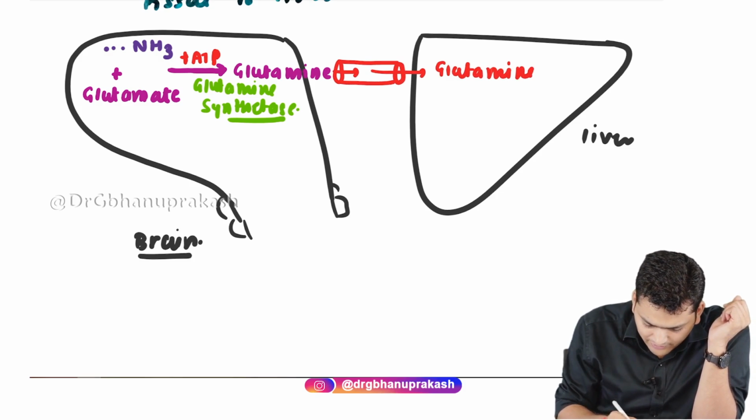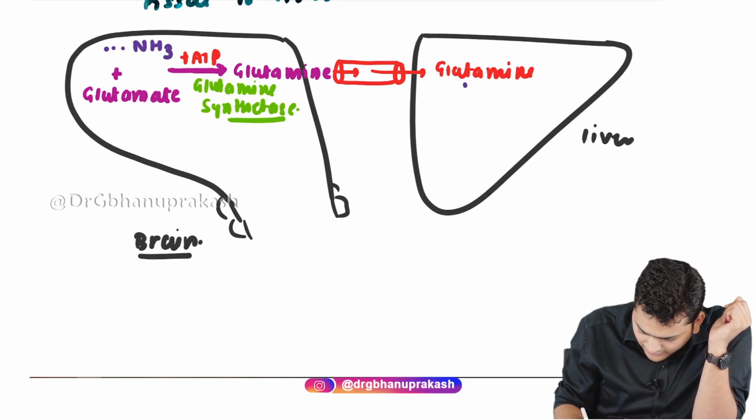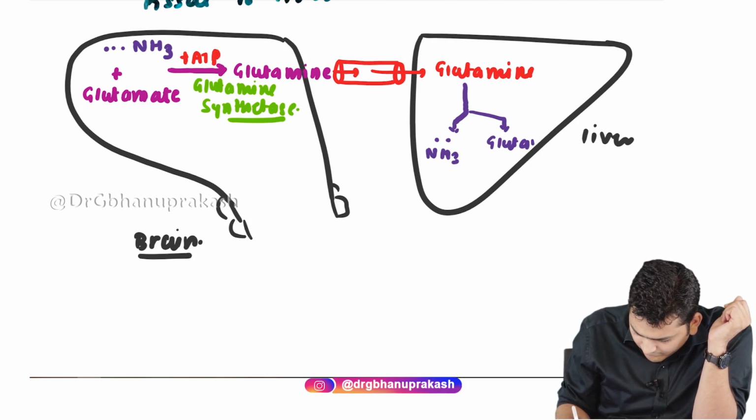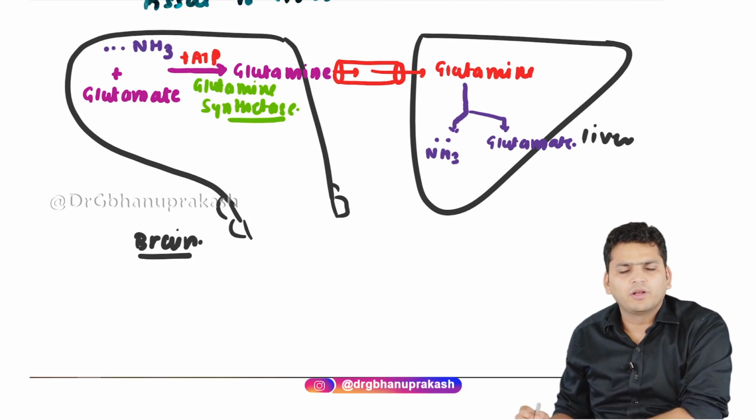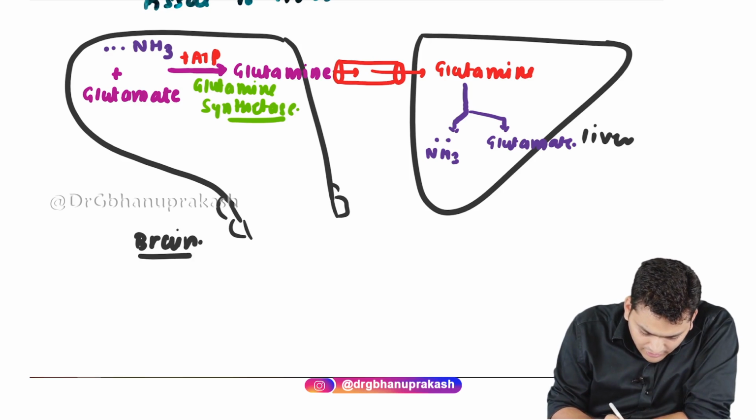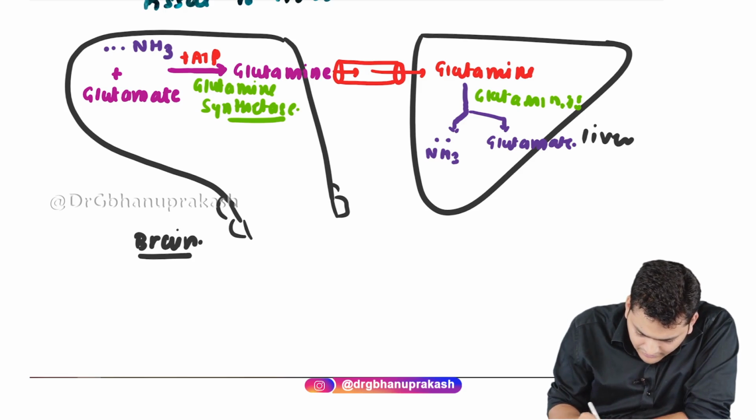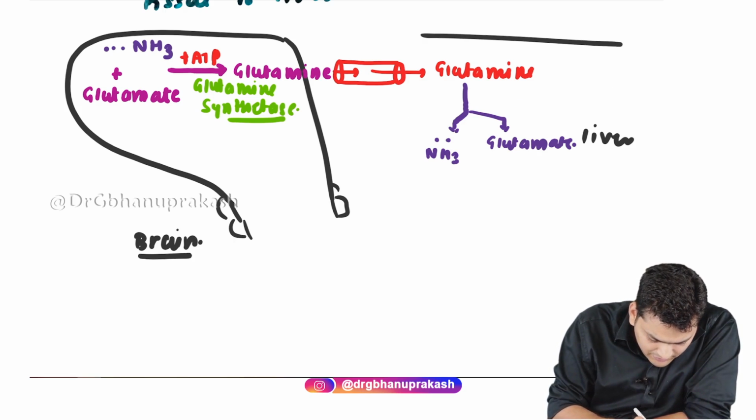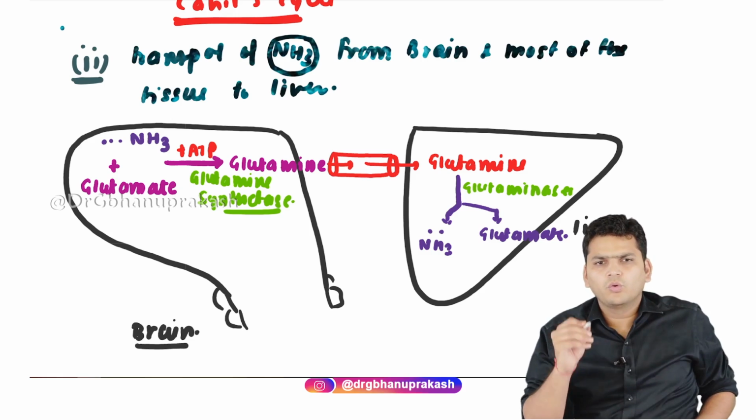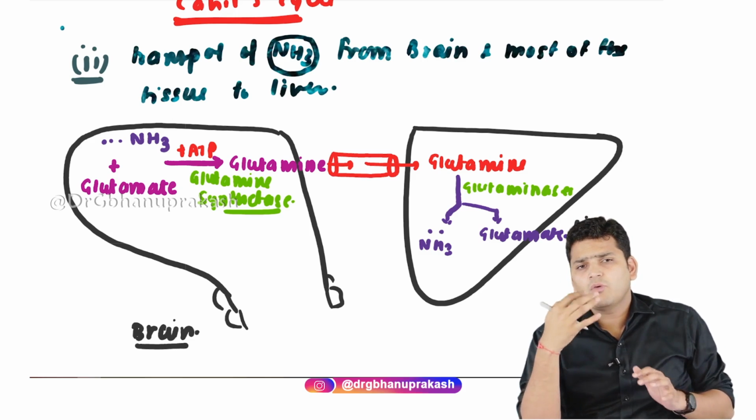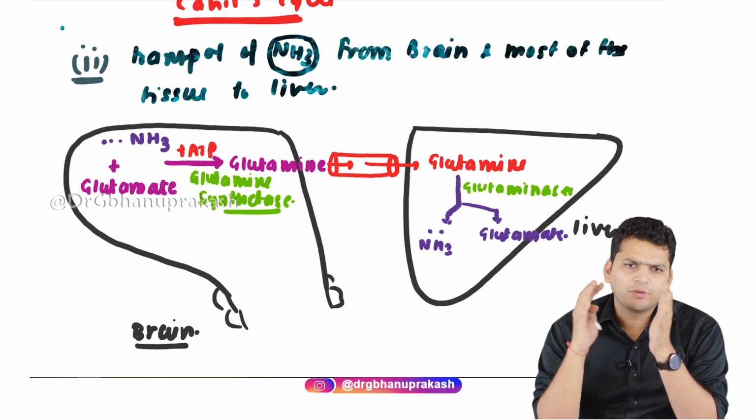Once the glutamine reaches here, we can easily convert it back into the parent molecules, that is the ammonia and the glutamate. Ammonia and the glutamate, right? To do that, the enzyme that is going to be used is glutaminase. Although the names of the enzymes are not very important for this particular reaction, the name of the enzyme is glutaminase. So this is how we are going to transport the ammonia from the brain and most of the tissue.